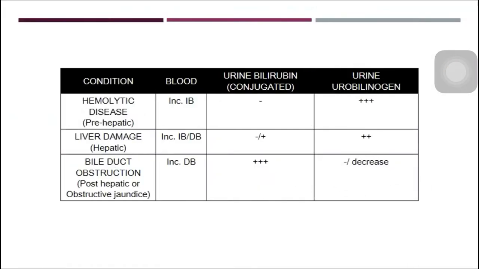So take note, again, in the pre-hepatic phase, hemolytic disease, the indirect bilirubin increases in the blood, but urine bilirubin is negative and urine urobilinogen is positive. For the hepatic phase, as seen in liver damage, both indirect bilirubin and direct bilirubin increase in the blood. Urine bilirubin is negative or positive, by the way, and urine urobilinogen is positive. And we have the bile duct obstruction, the post-hepatic or obstructive phase. So direct bilirubin increases in the blood, urine bilirubin is positive, and urine urobilinogen is negative or decreased.